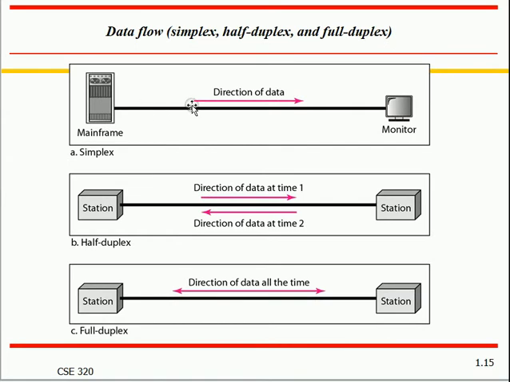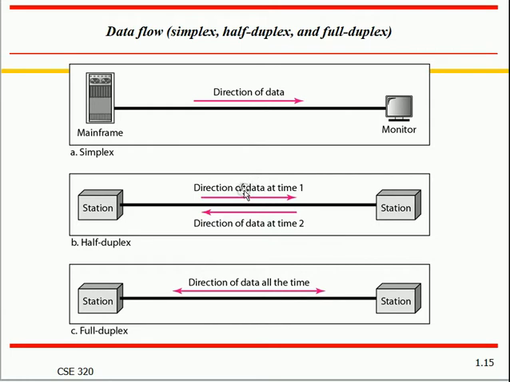And this is an important thing: simplex, half duplex, and full duplex. In simplex, the direction of data is from the source to the receiver. There is no turning back, so it's just one-way communication. Half duplex, the sender and receiver can send data and receive data both, but not at the same time. So someone will send and the receiver will receive, and then he will send and she or he will receive. So they cannot do it together.